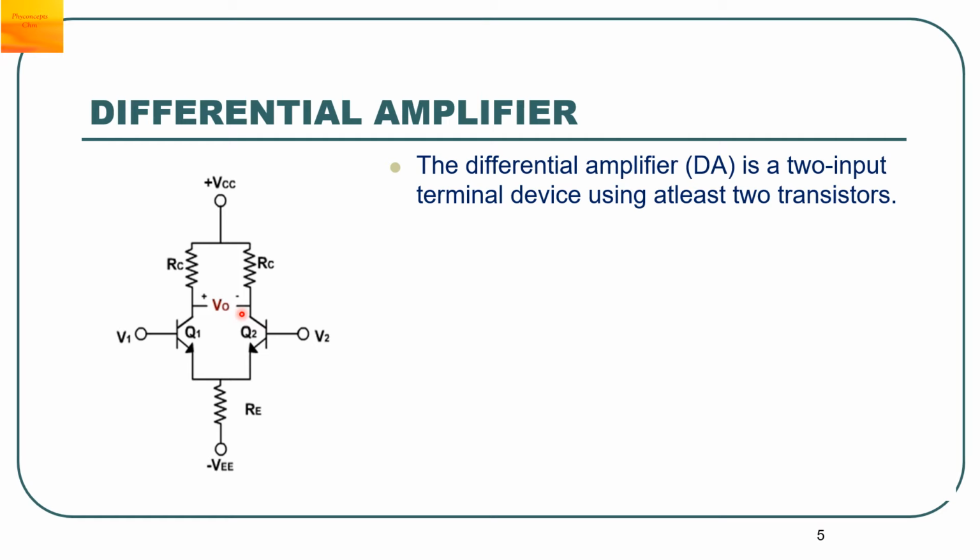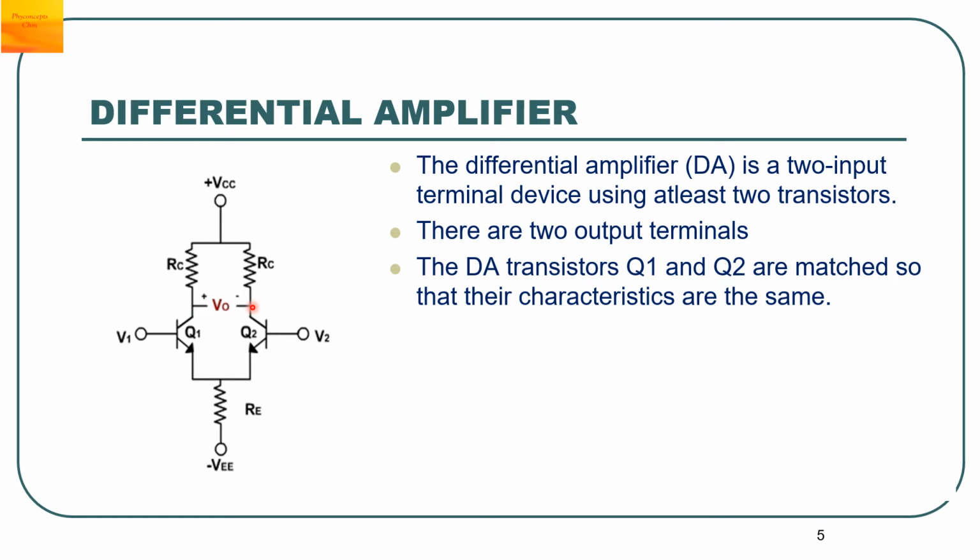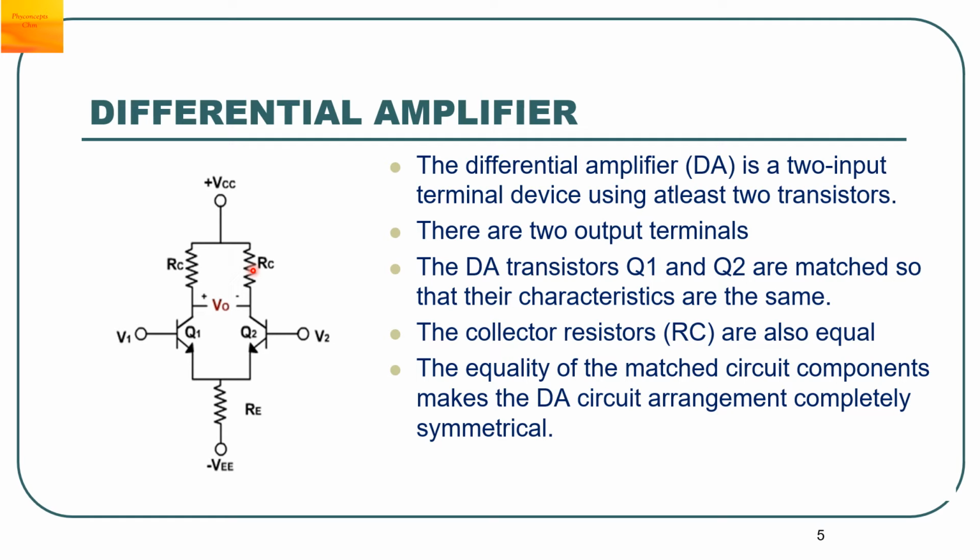The differential amplifier is a two-input terminal device using at least two transistors. There are two output terminals. The differential amplifier transistors Q1 and Q2 are matched so that their characteristics are the same, they are identical. The collector resistors RC are also equal. So this is a symmetrical circuit. If you cut it in half, one half of the circuit will have the components same as the other half of the circuit.